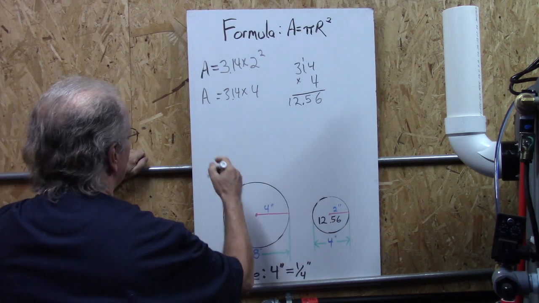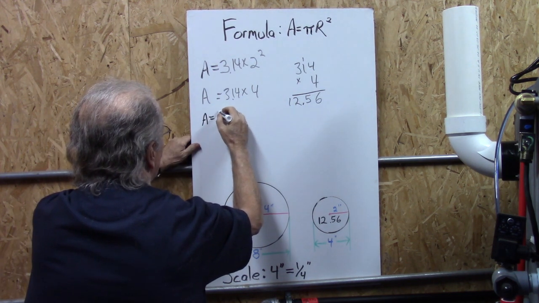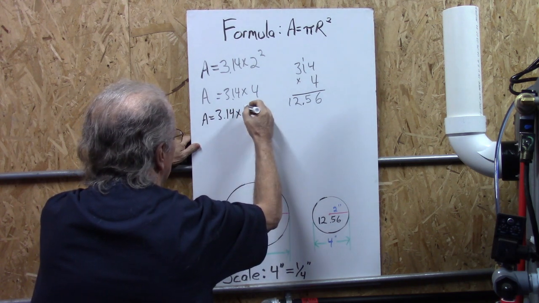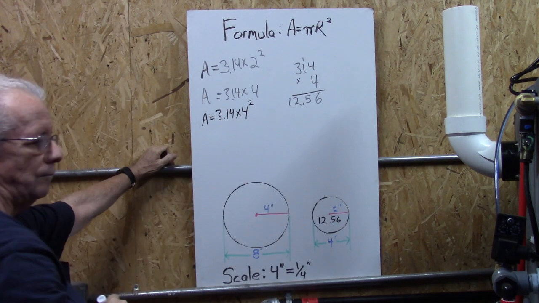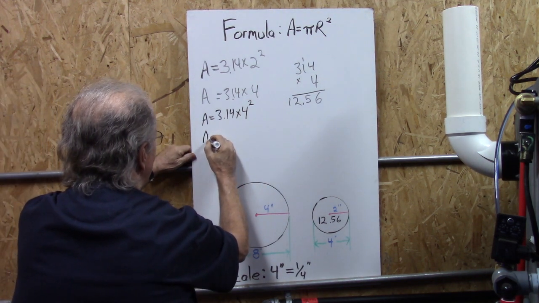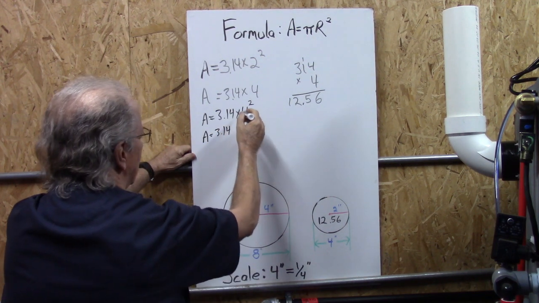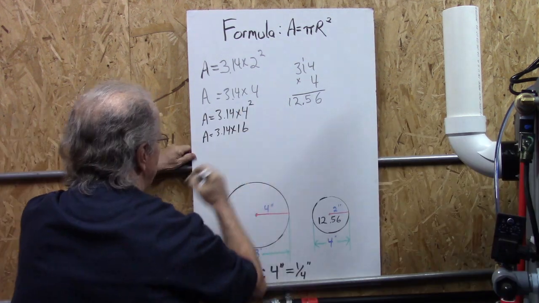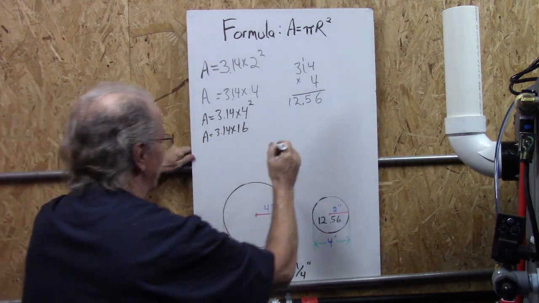Okay, let's figure out the area of this one. So we got the area equals 3.14 times the 4 squared. Okay, so area equals 3.14, and 4 times 4 is 16. Okay, let's do some math over here and show our work. Again, Mrs. Flynn would be so proud of me.